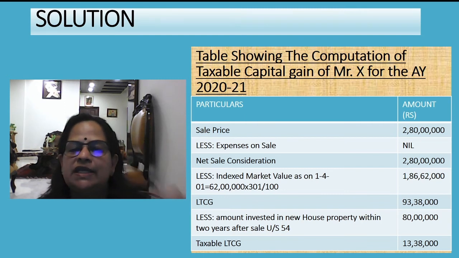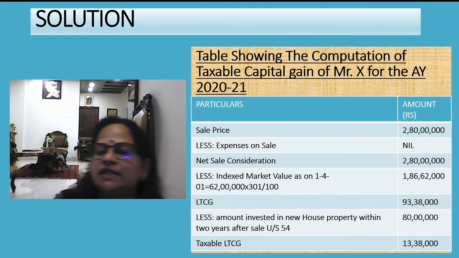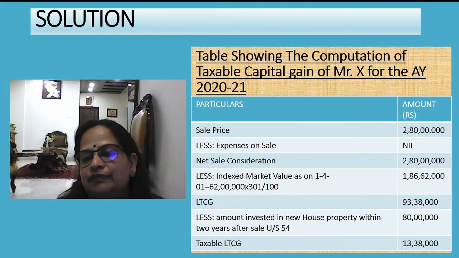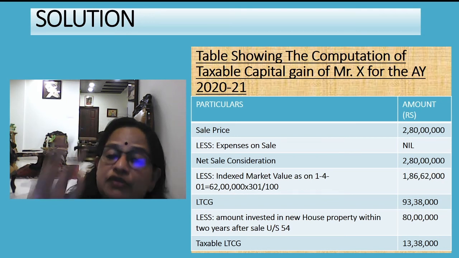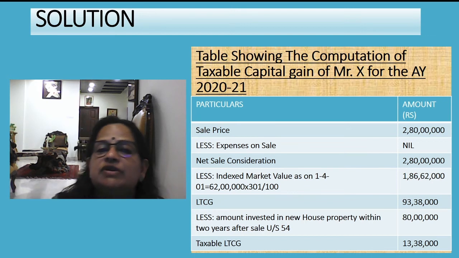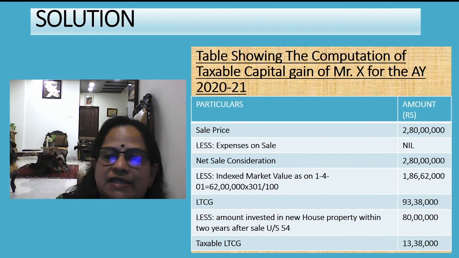Now less amount invested in the new house property. It's 80 lakhs. In the question it was given as 80,000. Please remember that it's 80 lakhs. So taxable LTCG is 13 lakhs 38,000. So this is how you will calculate the taxable LTCG. This is section 54. He is taking the exemption because he is selling a residential house property. Here we are not using 54F. 54 exemption he is claiming. So 13 lakhs 38,000 he has to pay tax LTCG.